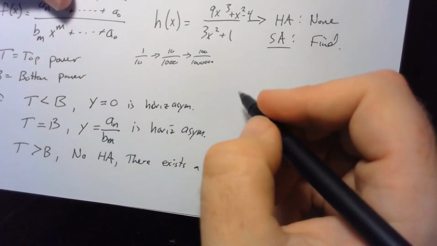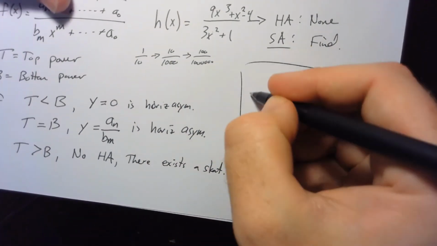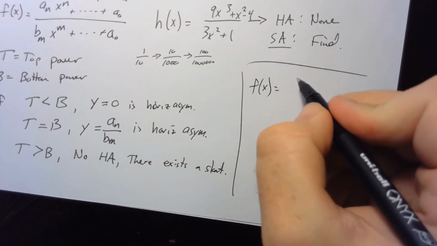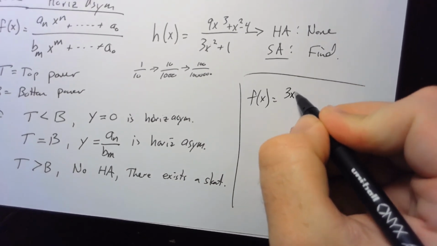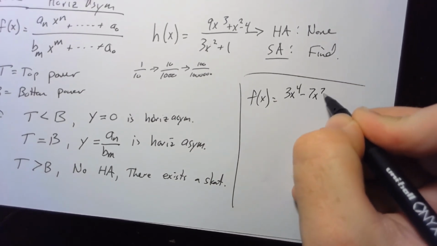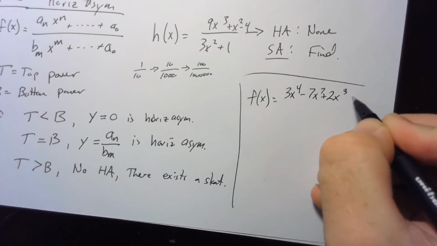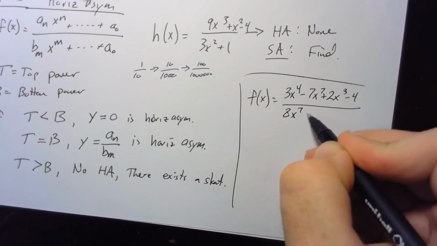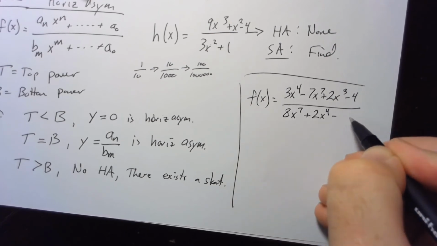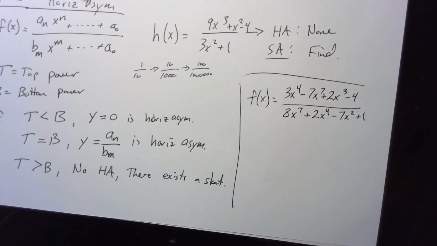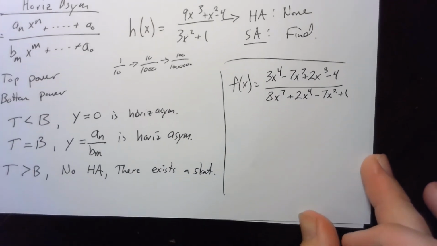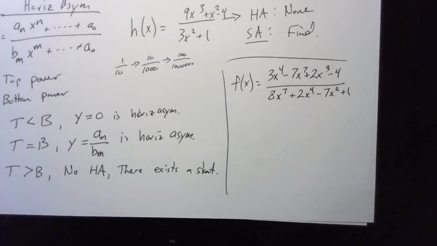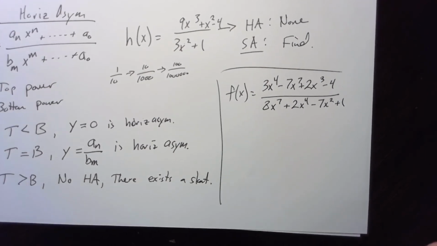So if we look at one more example, I'm going to go ahead and label this one also as f of x. Let's go ahead and look at all the terms, say 3x to the 4th minus 7x to the 7th plus 2x to the 3rd minus 4, all divided by 8x to the 7th plus 2x to the 4th minus 7x squared plus 1. Now, this is a really nasty rational function, and doing anything other than finding the horizontal asymptote would be very unlikely to be asked.